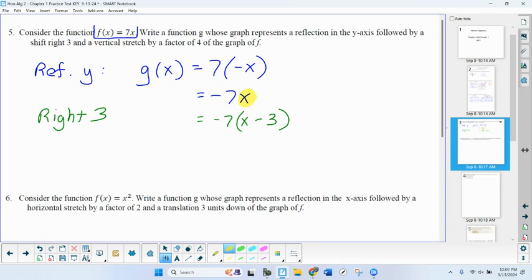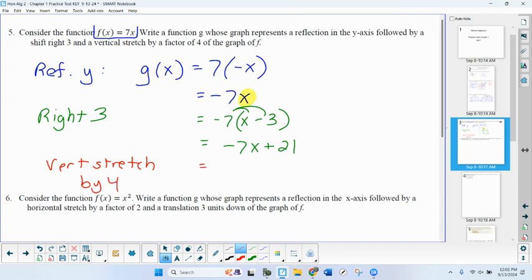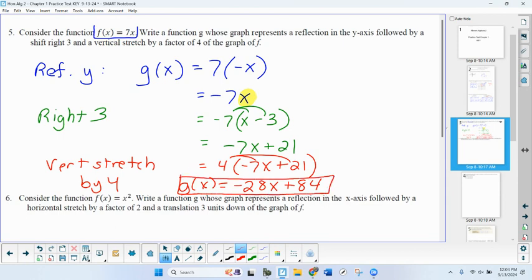And now what do you do with that negative on the outside? And so clean this up before you do your next one. What do you get now? -7x plus 21. And now you're going to do a vertical stretch by 4. What do you do now? Multiply the whole thing by 4. Distribute again. What do you get? -28x plus 84. And that is my final answer. Okay, questions there.